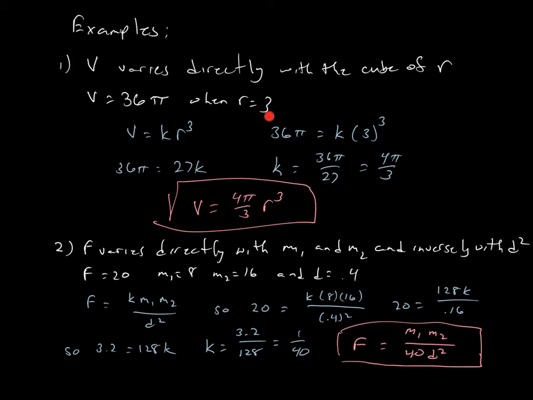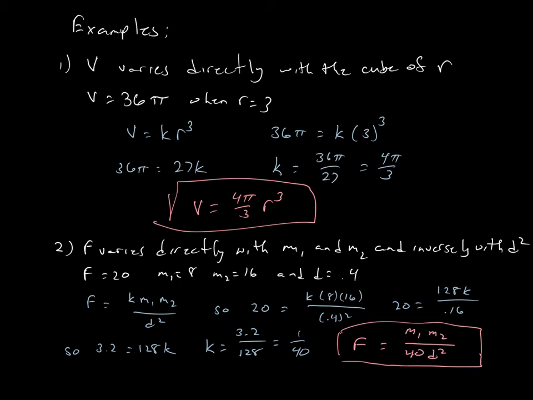So I'll put 3 in for r, 36 pi in for v. So I get 36 pi equals k times 3 cubed. So that's 36 pi equals 27k. And so k is going to come out to be 36 pi over 27, which reduces to 4 pi over 3. So in this case, our model for this situation is v equals 4 pi over 3 r cubed.